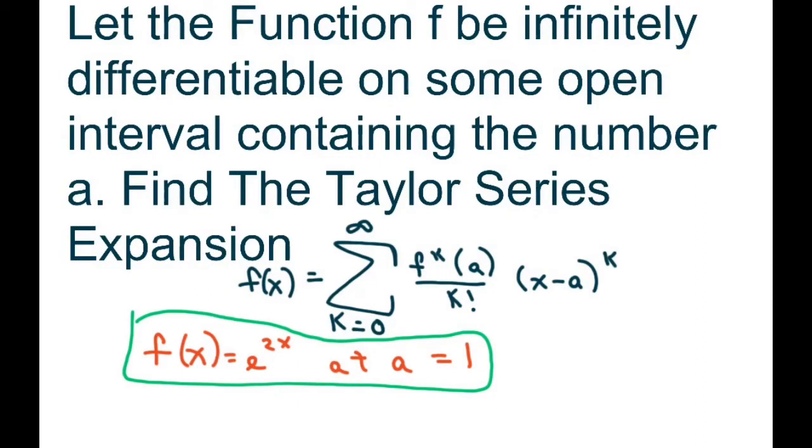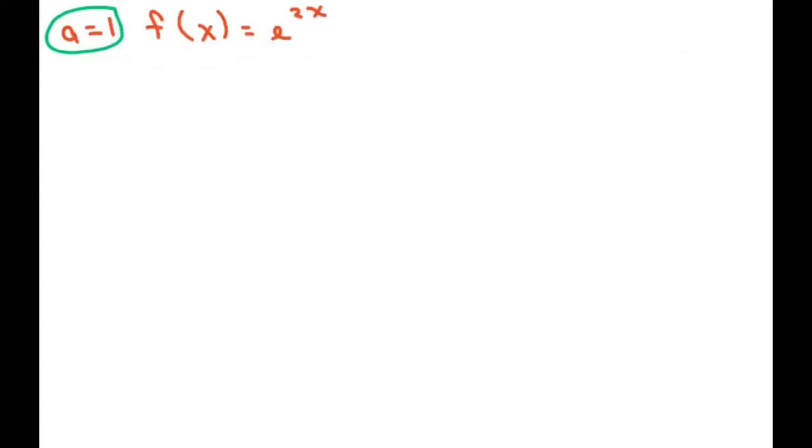Everyone, we're going to let the function f be infinitely differentiable on some open interval containing the number a, and the absolute value of f of x is less than M, bounded, and we're going to find the Taylor series expansion using this formula here. And the problem we're doing is f of x equals e to the 2x at a equals 1. So we get started. Here's our problem.